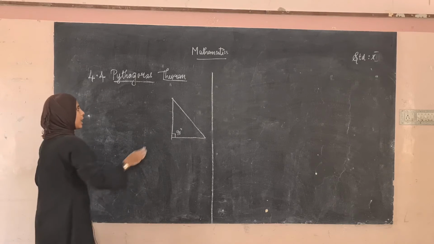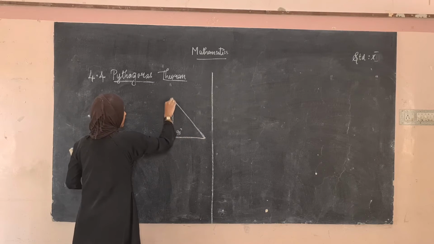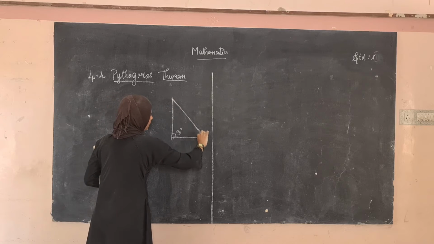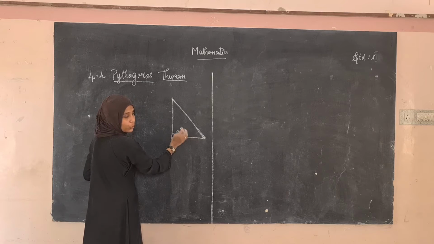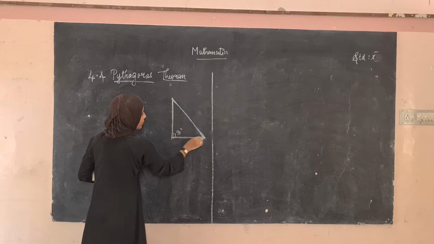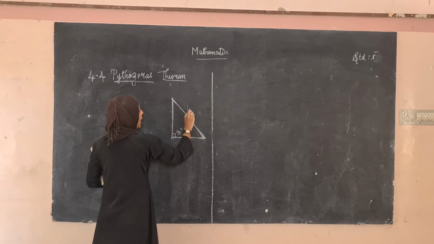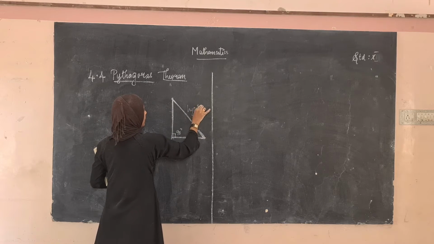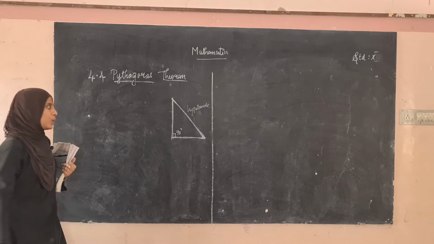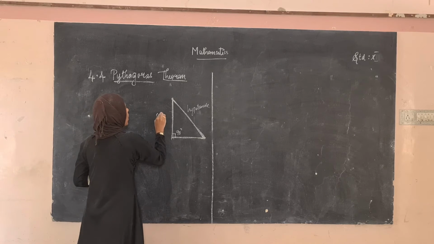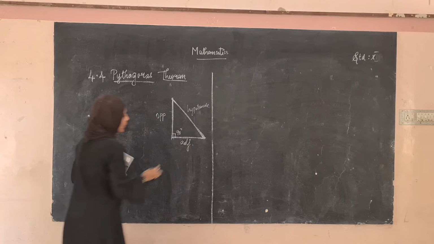angle triangle. Okay, and the main thing is this is the hypotenuse side and these two sides are the other sides. The side that is opposite to these two, making the angle 90 degrees, is called the hypotenuse. This side is called the opposite side and this side is called the adjacent side.